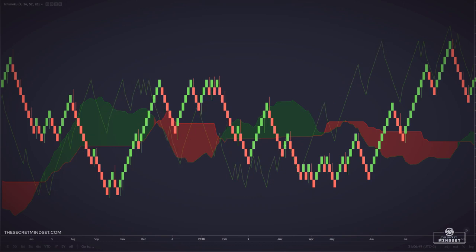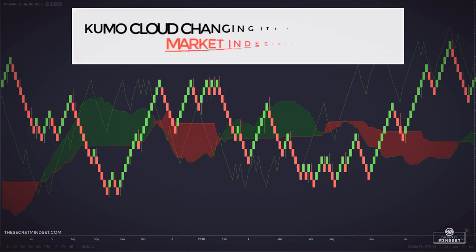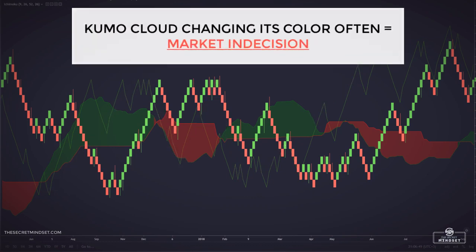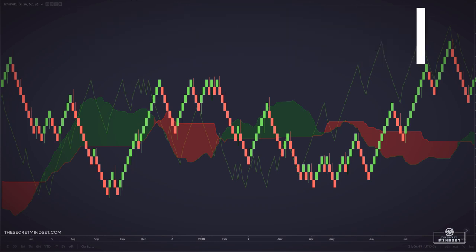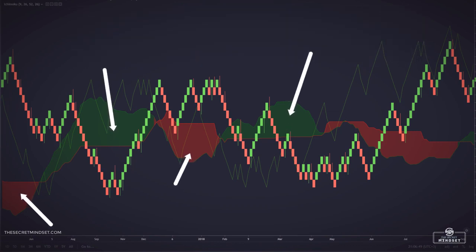Another clue is the Kumo cloud. I want to see consistent red or consistent green. I don't want to see the cloud changing its color often. Look here, we have red, green, red, green. Clearly the market is in indecision mode, and if I see the cloud that is changing its color, then maybe it's better not to trade this market at all.